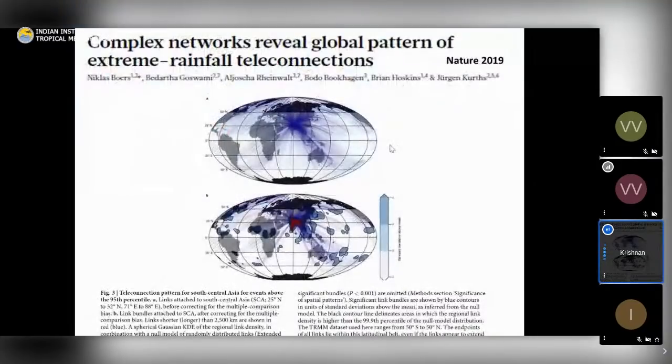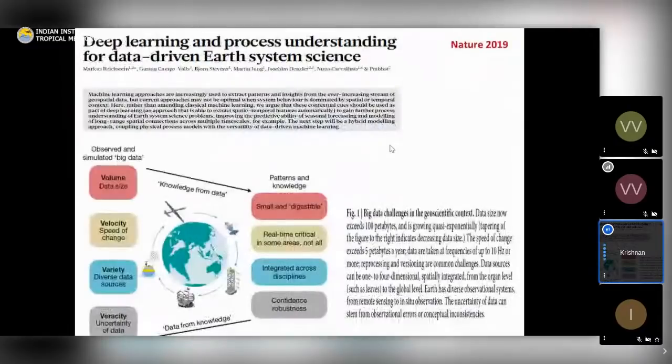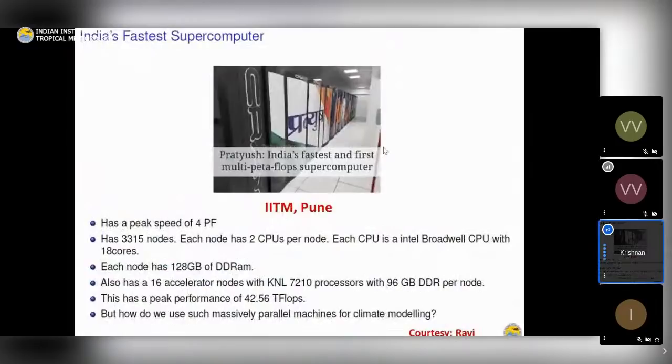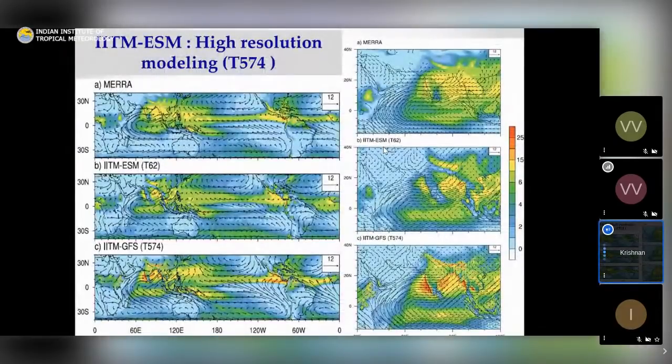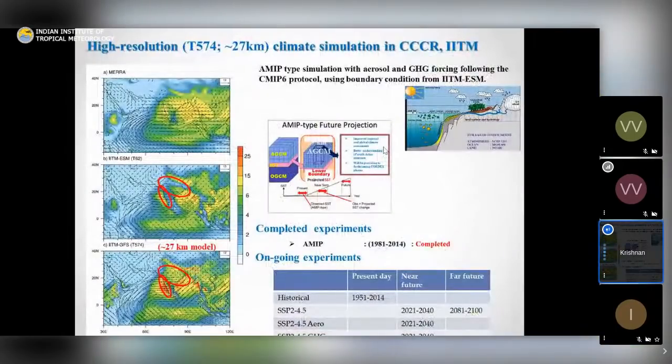Now there are new techniques looking at extreme rainfall, which are linked not only to regional but also to large-scale teleconnections, and how to look at them. And there are approaches of deep learning, machine learning, and image processing to understand Earth system processes. Thanks to computational facilities, we have the fastest supercomputer in India. And we have future plans to develop the IITM Earth System Model and go for a higher-resolution model and make projections at 27 kilometers. I'm not going into the details. These are our future plans.